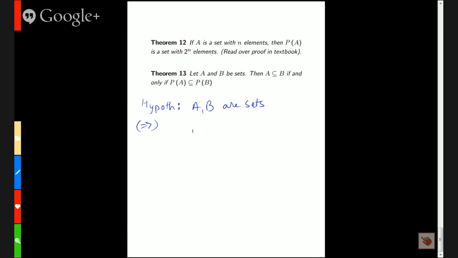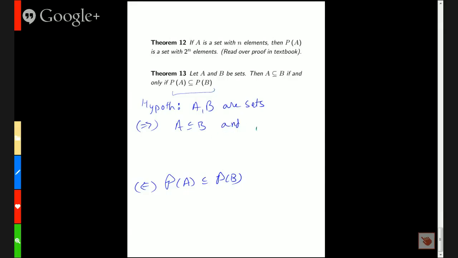And the forward is going to have a baby hypothesis: A is a subset of B. And then the backward is going to have a baby hypothesis: the power set of A is a subset of the power set of B. Baby hypotheses, yeah. They're little ones. They're inside. Okay. So if A is a subset of B, I know that everything in A lives in B. And I'm trying to show that the power set of A is a subset of the power set of B.